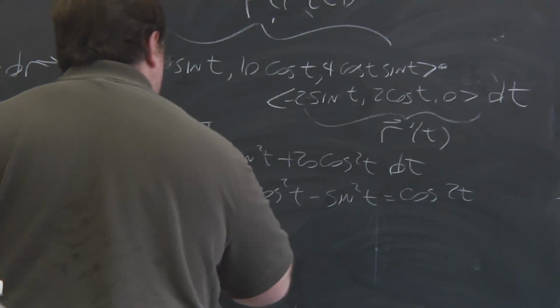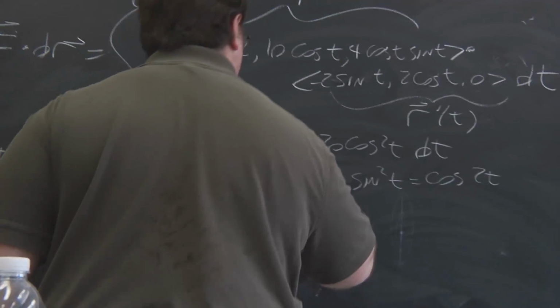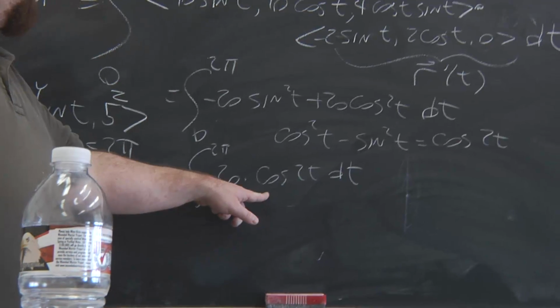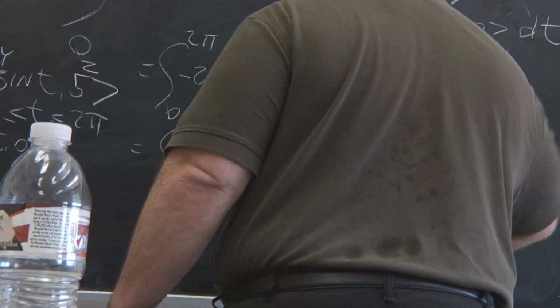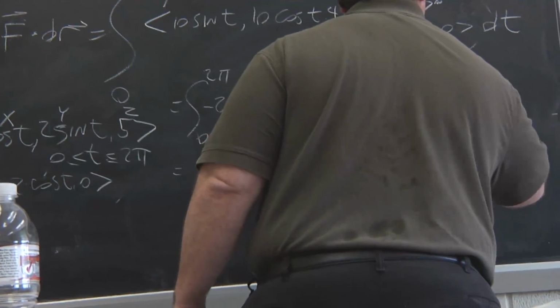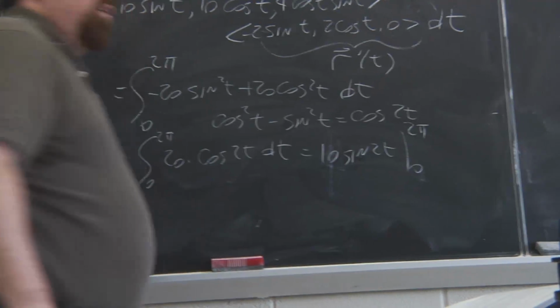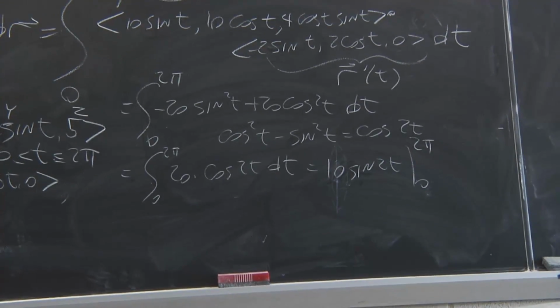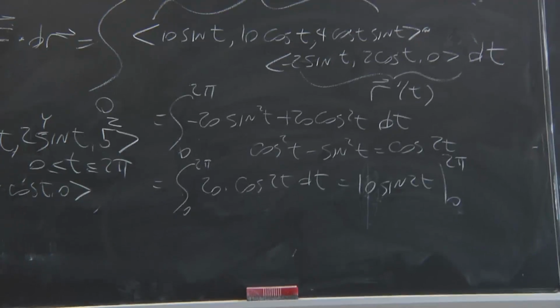From 0 to 2 pi of 20 times cosine 2t. And now we can integrate this. We'll have 10 sine 2t from 0 to 2 pi, which is what? When we plug in the limits? 0. 0.